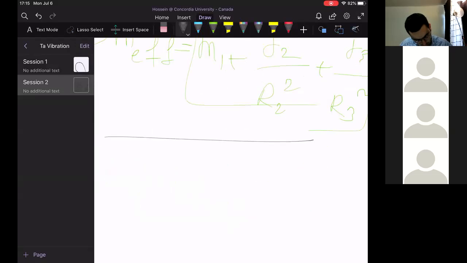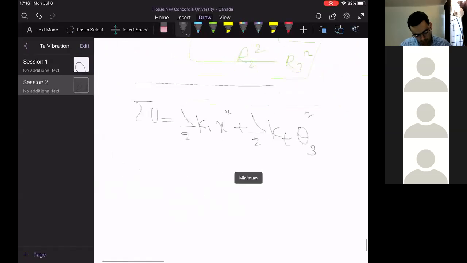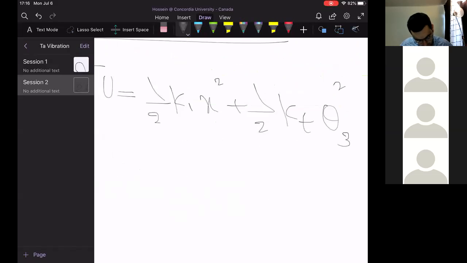And similarly, we could write the total potential energy. There is a spring in the upper section, 1/2 k1 x squared. There is a torsional spring in the bottom, plus 1/2 k torsional theta 3 squared, right? You have to relate theta 3 in terms of x, which is obtained as x over r3, right? You could easily plug it in.